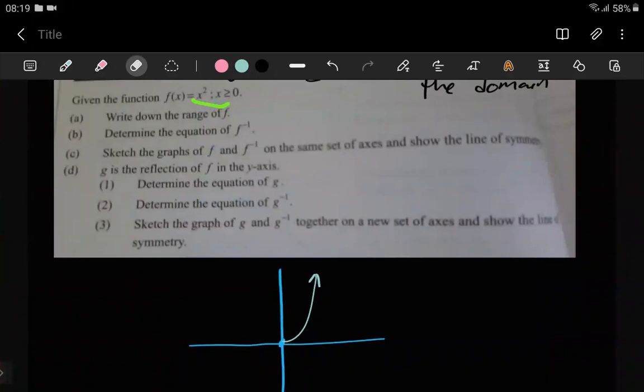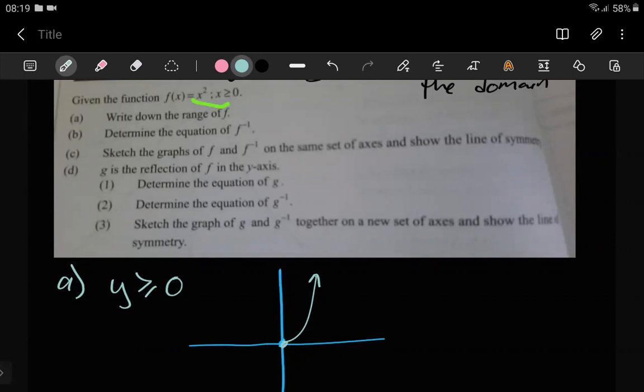The y is greater than or equal to 0? Yes, y is bigger or equal to 0, 100%. That's marks we should never lose. So we're going to say y is bigger or equal to 0 because the y values start from here going all the way to infinity.